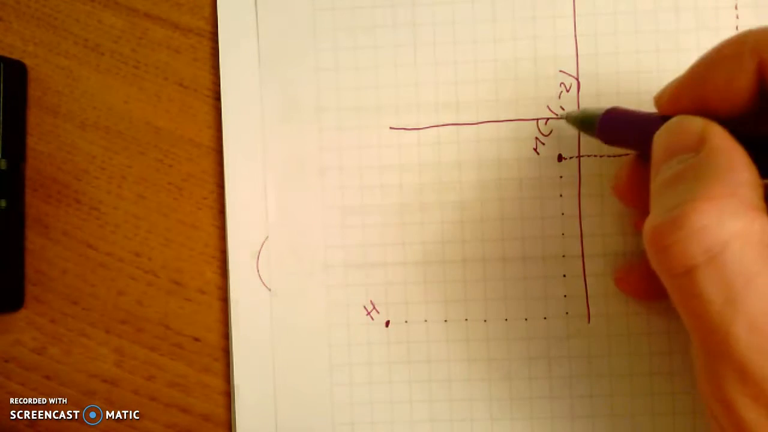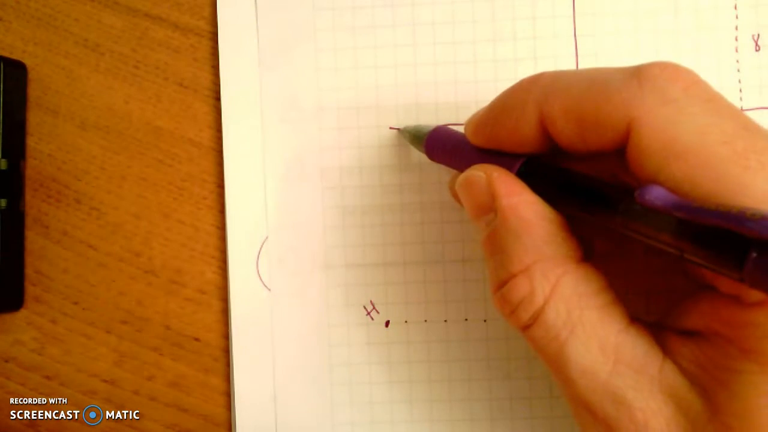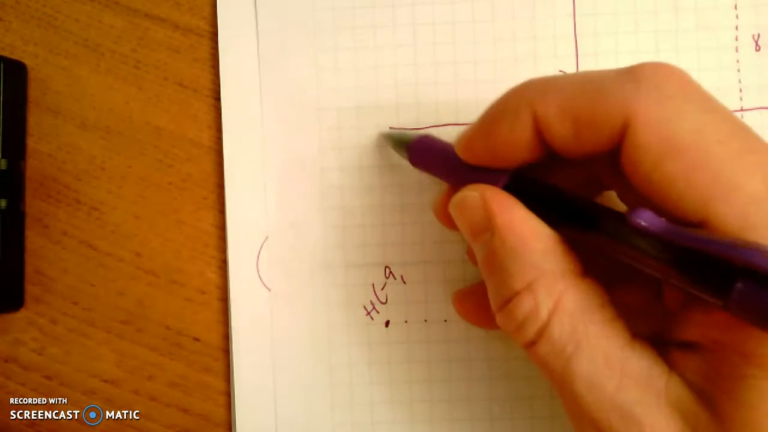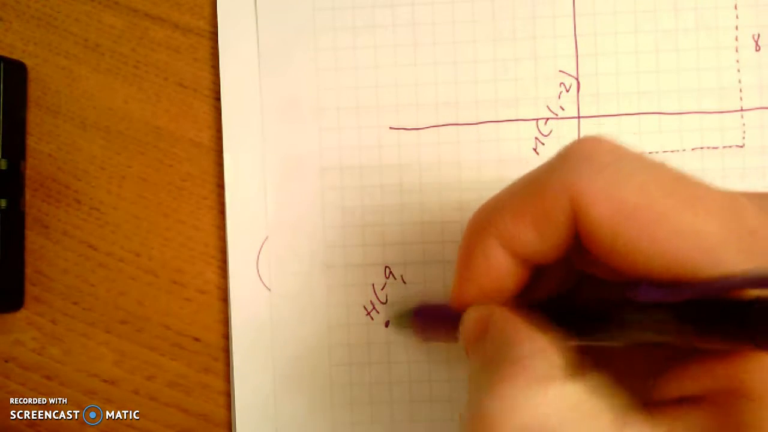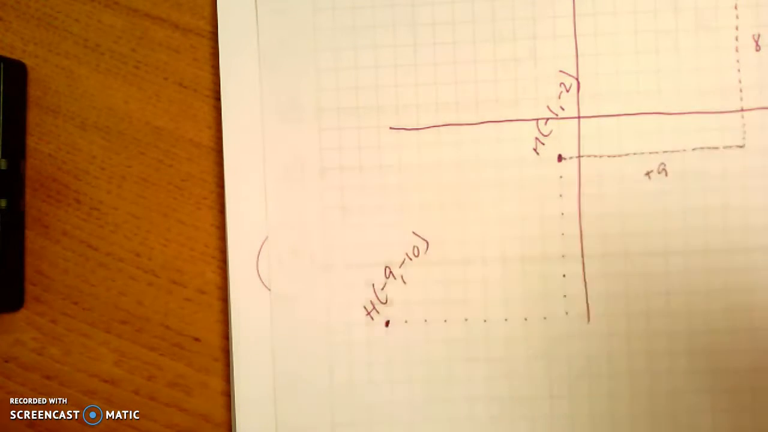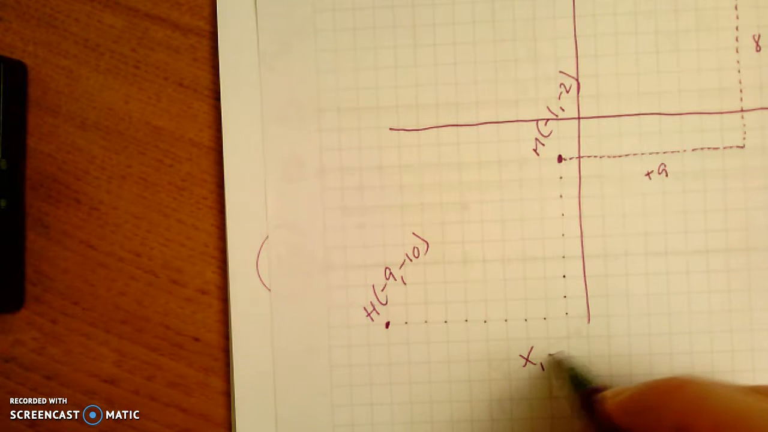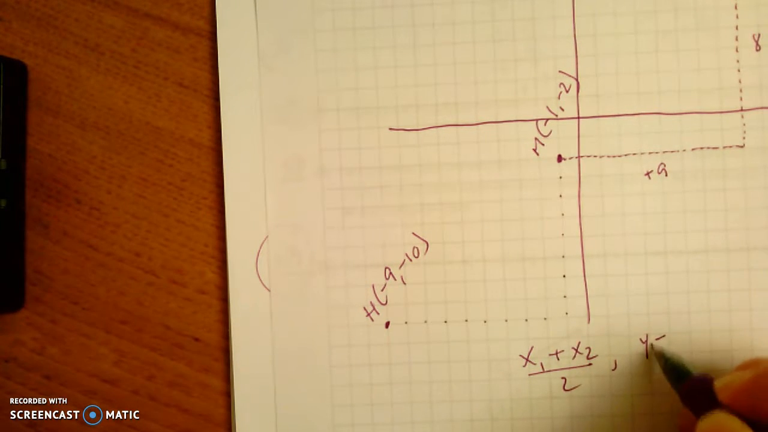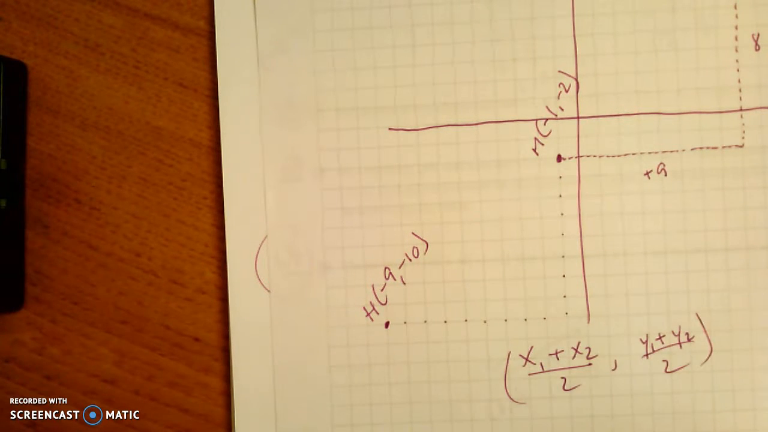Let's write down its coordinates. 1, 2, 3, 4, 5, 6, 7, 8, 9. -9. 1, 2, 3, 4, 5, 6, 7, 8, 9, 10. -10. And just to check, we're going to use our midpoint formula, which is x sub 1 plus x sub 2 over 2, y sub 1 plus y sub 2 over 2, and see if we did it correctly.